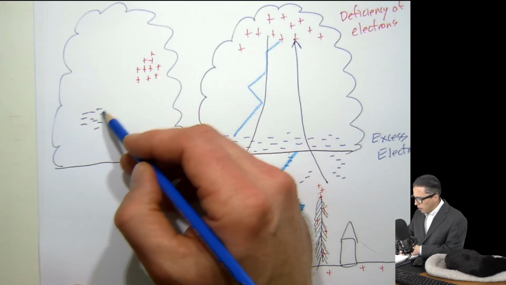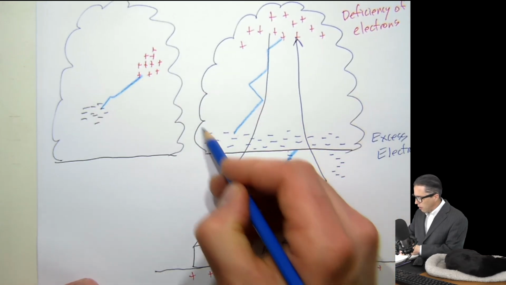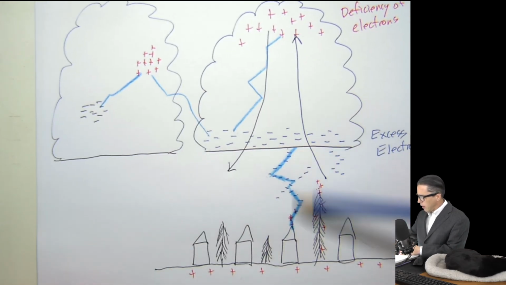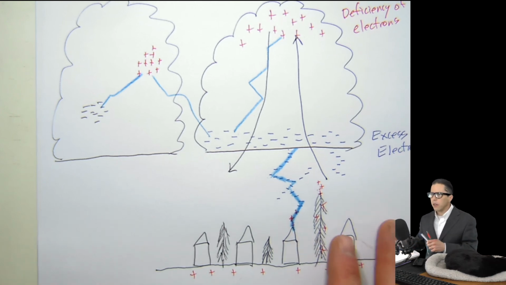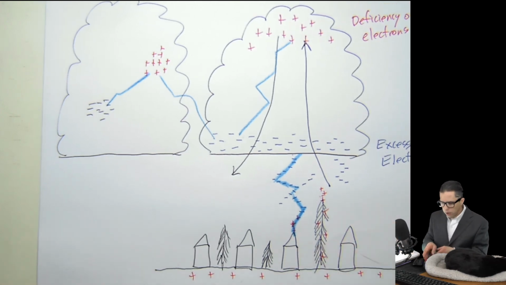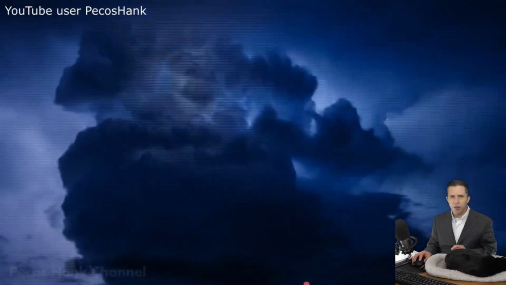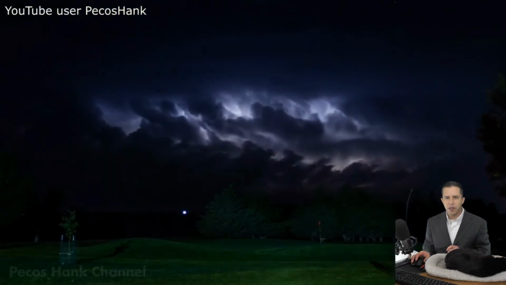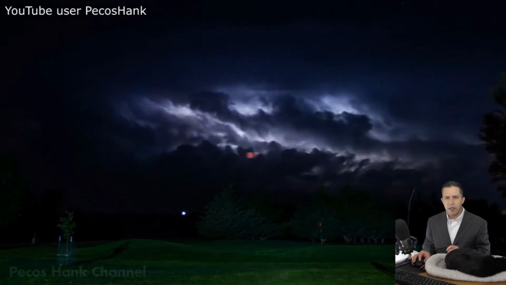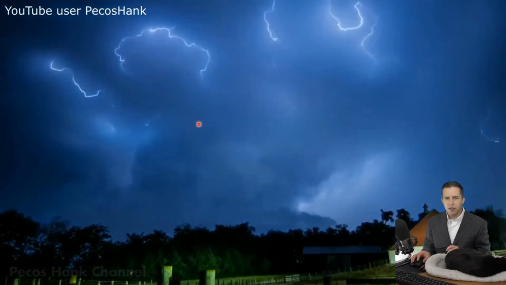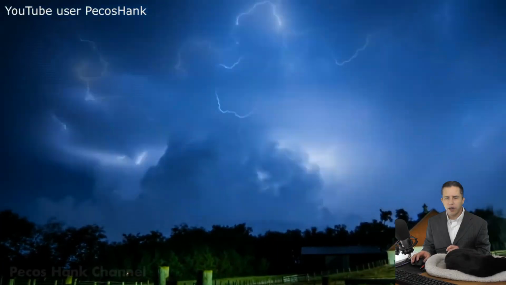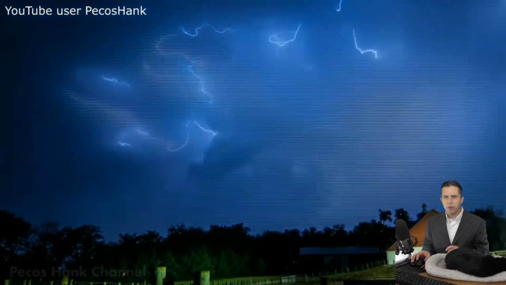So you might get lightning from here to here, you might get lightning from here to here. So not all lightning is to the ground. You can get what's called intercloud and intracloud lightning. If you ever go on YouTube, there's a user named Pecos Hank, and he takes just fabulous lightning movies, and I mean he has hundreds of these videos. This is all intercloud and intracloud lightning, and you can see there's very little lightning actually going to the ground. It's going from cloud to cloud or within one part of the cloud to another.